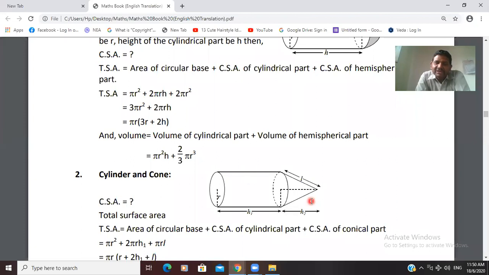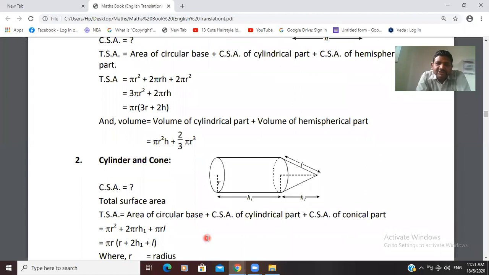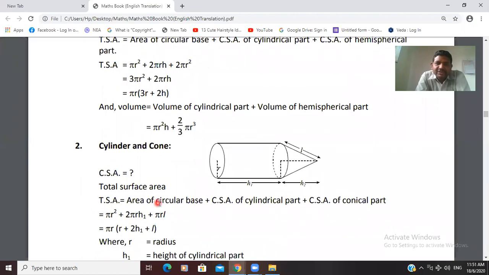50 minus 40, that is 10, we can find it that. Now it is time to find the total surface area of this solid object. So you can see on the screen, the total surface area of this given solid object is the area of this circular base plus the curved surface area of this cylinder and the curved surface area of this cone.